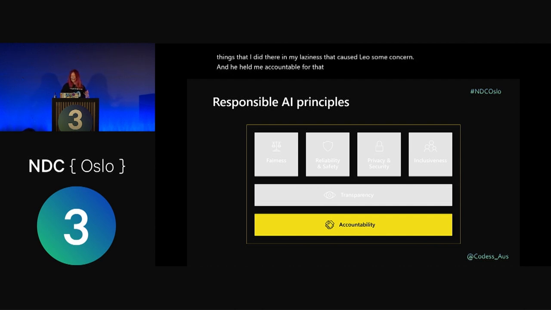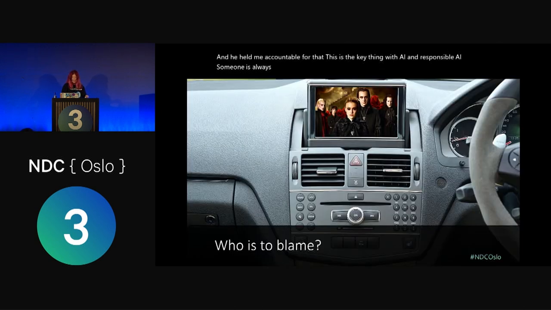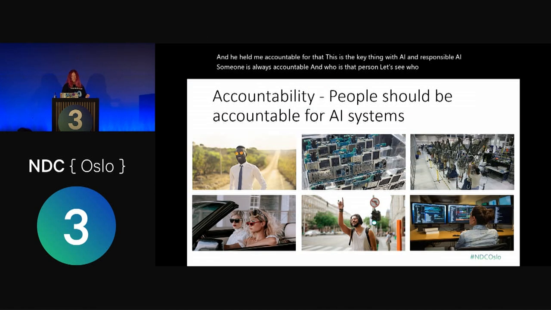This is the key thing with AI and responsible AI. Someone is always accountable. And who is that person? Let's see, who is to blame? There's a lot more people than you might really think about. So data scientists would be one of them. For example, if you have not got enough data of what people look like, different types of people, different colors of people, different heights of people, and in different backgrounds, in different levels of light, and you haven't fed all of that information into your model, then that's a problem.